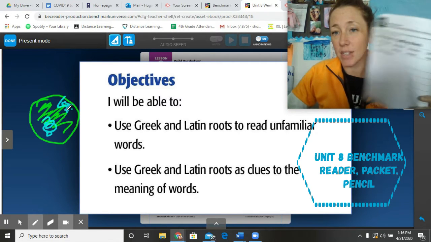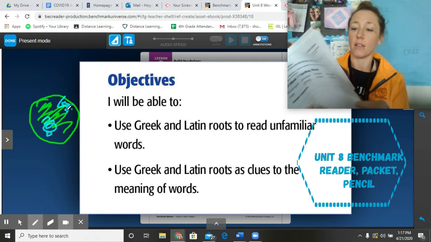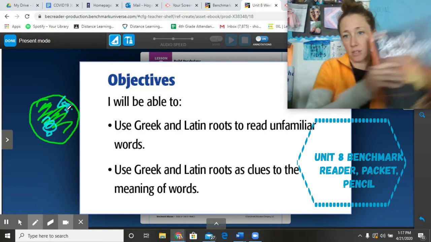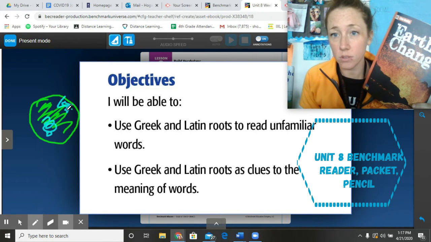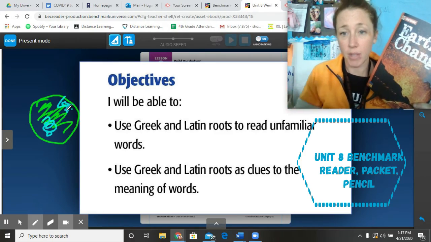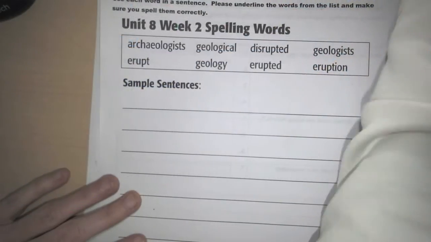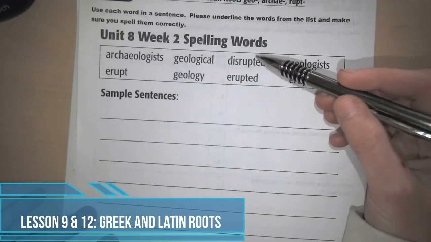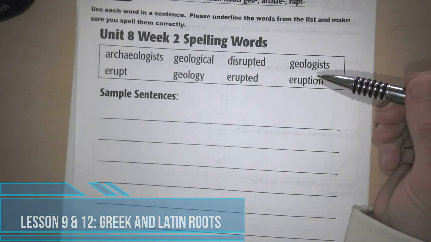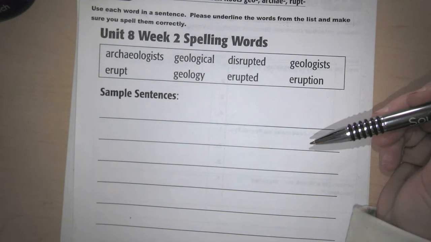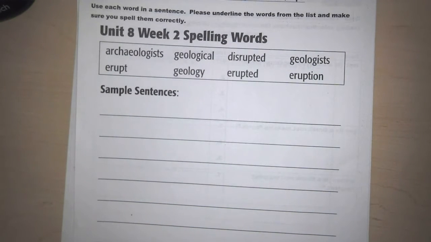When we open lesson 9, then lesson 12, you will need your booklet, open to volcanoes, what we've been using the past few days. You'll need a pencil, you'll need a highlighter, and let's get started. Like I said, we're going to be using these spelling words. If you are not sure what the word means, right now you are on a wonderful device that can tell you what the word means, right?